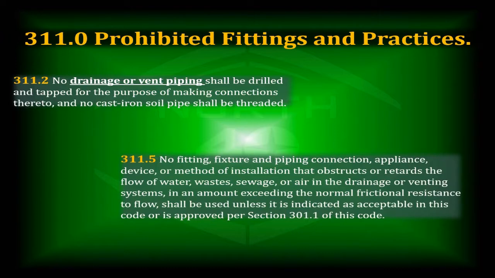311.5, no fitting, fixture, and piping connection, appliance, device, or method of installation that obstructs or retards the flow of water, waste, sewage, or air in the drainage or venting systems in an amount exceeding the normal frictional resistance to flow shall be used unless it is indicated as acceptable in this code or is approved per section 301.1 of this code. So it's fairly common sense.